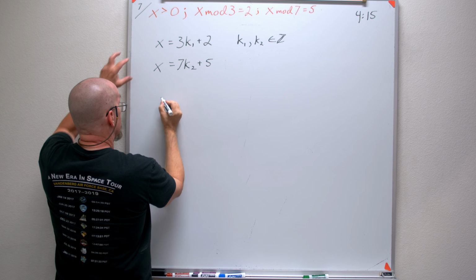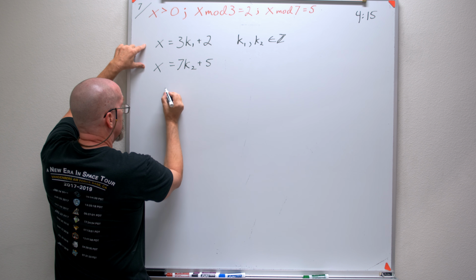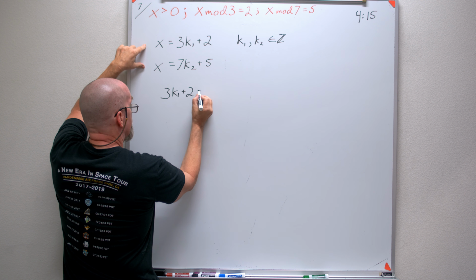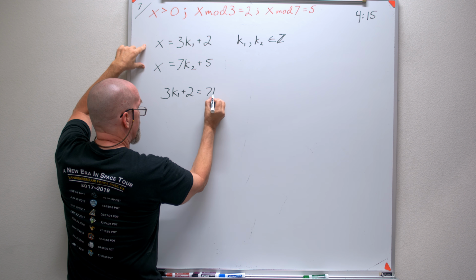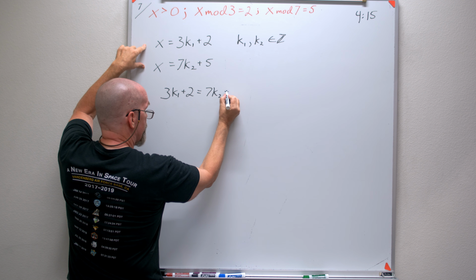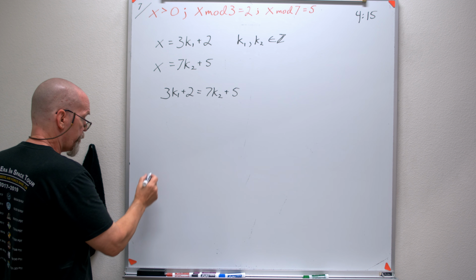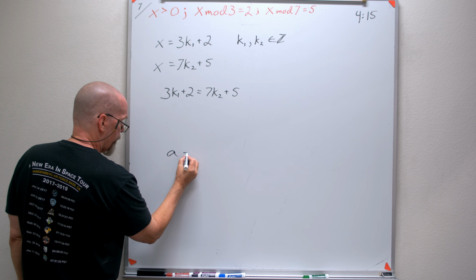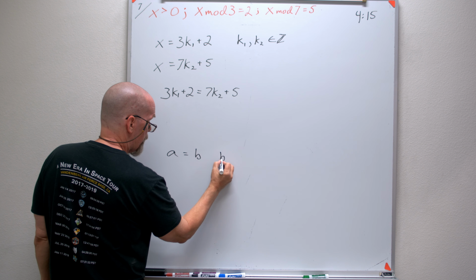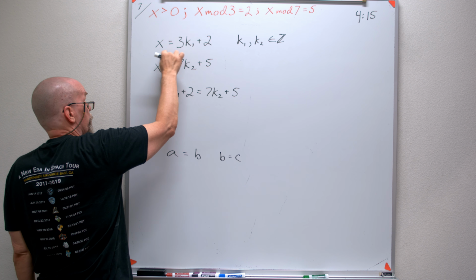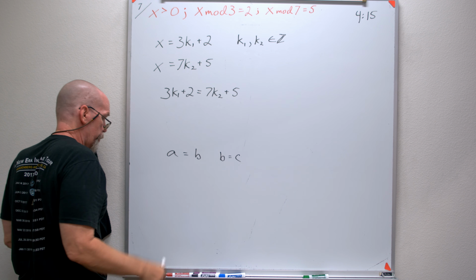I would know that because the x value equals 3k1 plus 2, and the x value also equals 7k2 plus 5, I know these have to be equal to each other as well. That is a transitive property of math. You don't need to know that, but if a equals b and b equals c, then a equals c, that's kind of what we have. This equals x and x equals that. These two are equal.